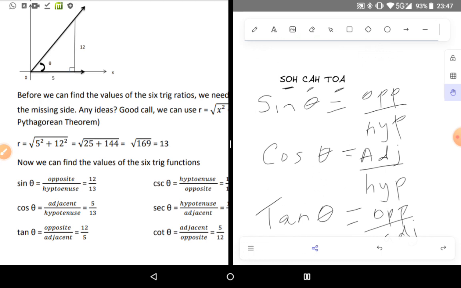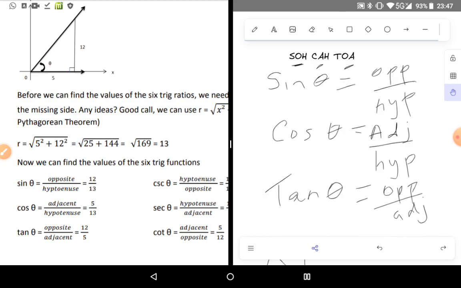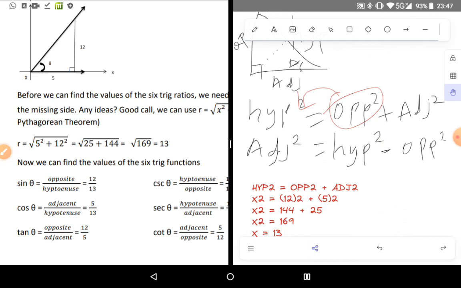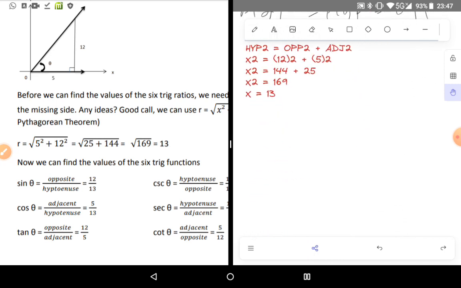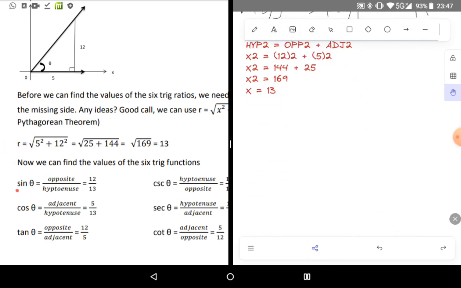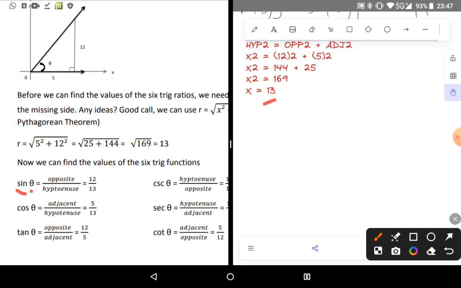That is when you are looking for a particular degree, and as you can see here, what we are actually looking for is theta based on this. So here we are asked to find sine theta. I don't know what this is, but using this formula I can easily get it. And sine theta says opposite over hypotenuse, so for me to get that, I already know that my hypotenuse is 13 based on what I have here.